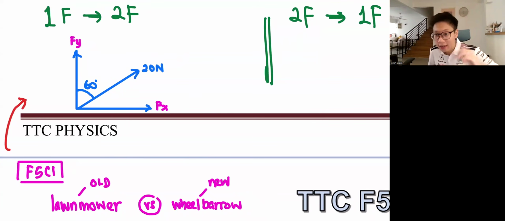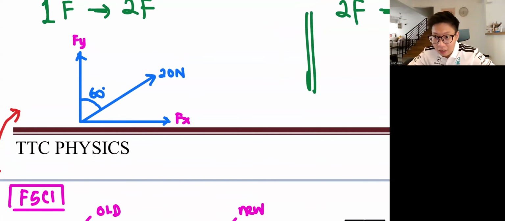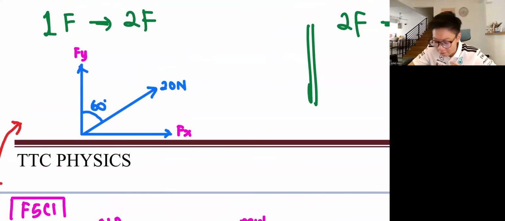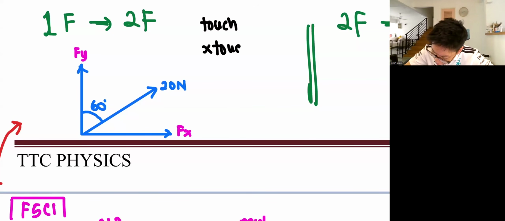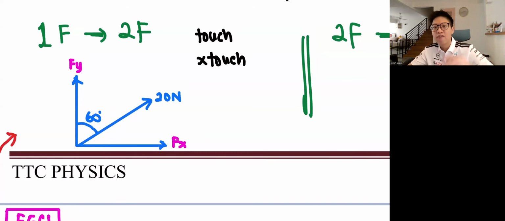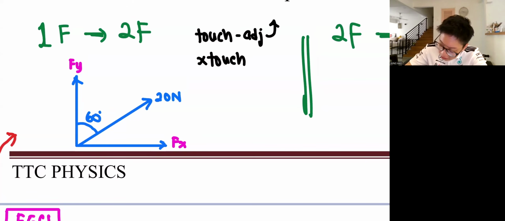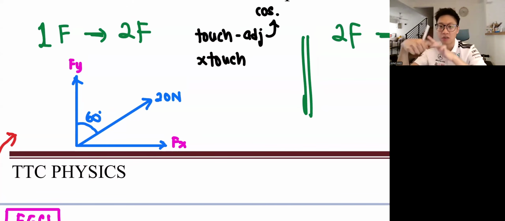Okay, so now we think about it. The strategy is like this, for my style. My style is very simple. We call this the touch versus the no touch. For the touching one, if it's a touching angle, this is going to be called adjacent. And if it's adjacent, usually we use cos. So we try to look at which is the touching line and which is the non-touching line.